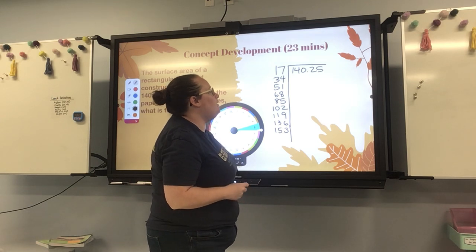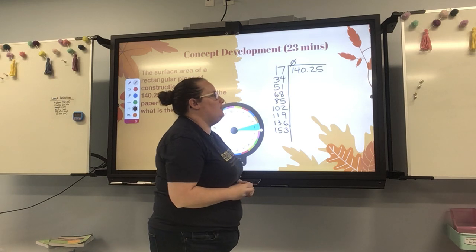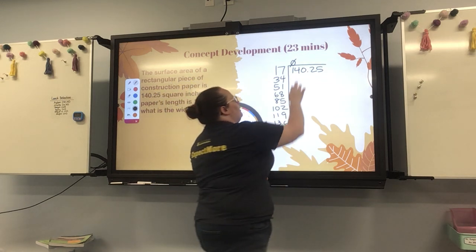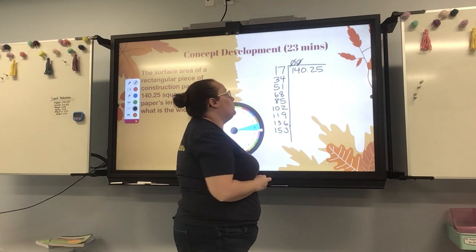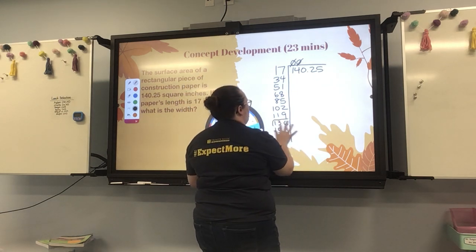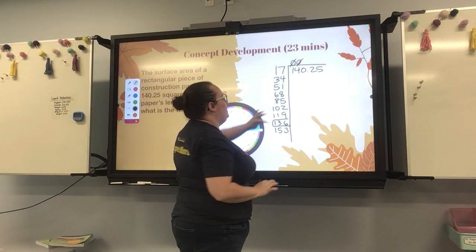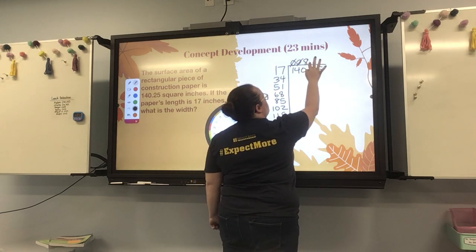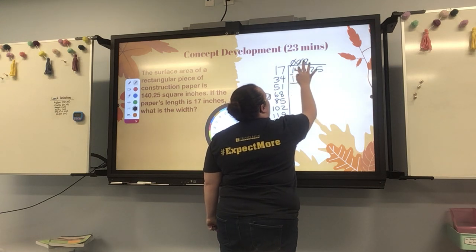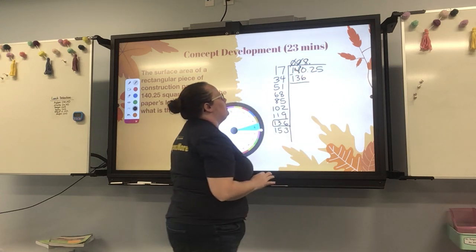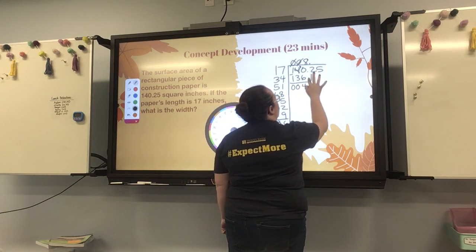17 can go into 1, 0 times, 1 is too small. 17 can go into 14, 0 times, 14 is too small. 17 can go into 140. The closest number on my list is 136. It is the 1, 2, 3, 4, 5, 6, 7, 8th number. I'm going to put an 8 in my quotient and subtract 136 from the 140. I can't do 0 take away 6, so that becomes a 10. 10 take away 6 is 4. 3 take away 3 is 0. And 0, bring down the 2.